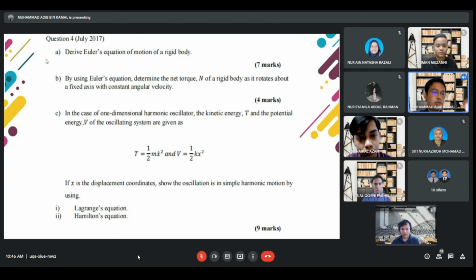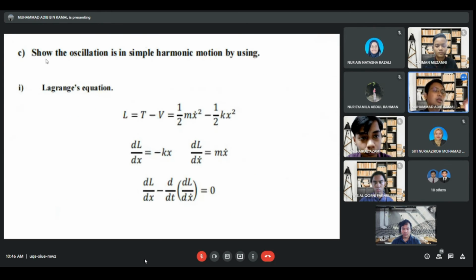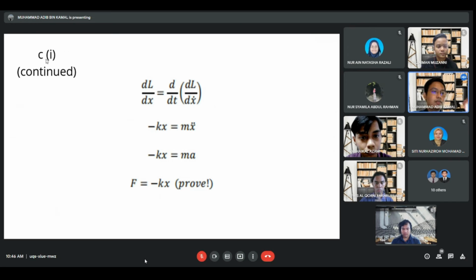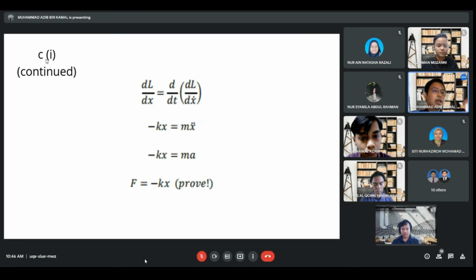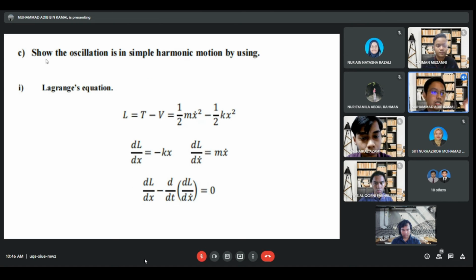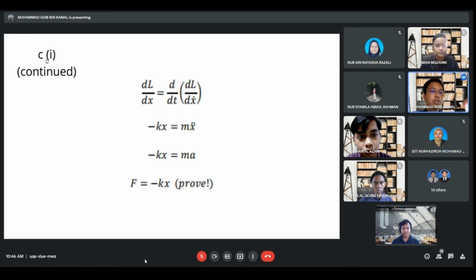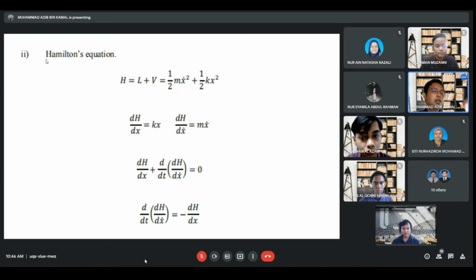If x is the displacement coordinate, show that the acceleration is in simple harmonic motion by using one, the Lagrange equation, and two, the Hamilton equation. In this equation, they want you to show that F equals negative kx. You just derive the equation as shown in this slide. You just show that F equals negative kx, the same as the Hamilton equation.